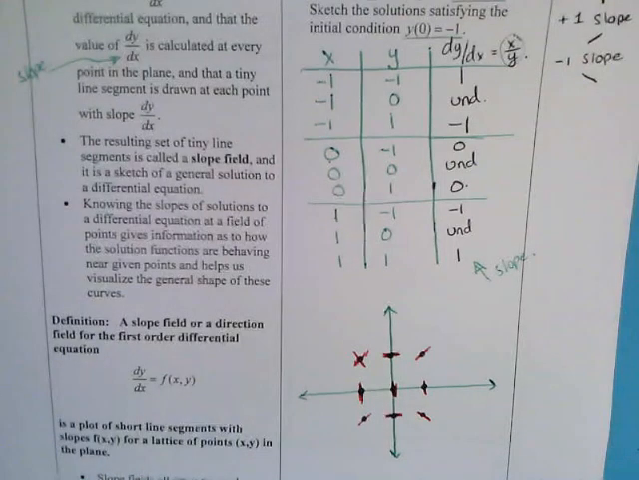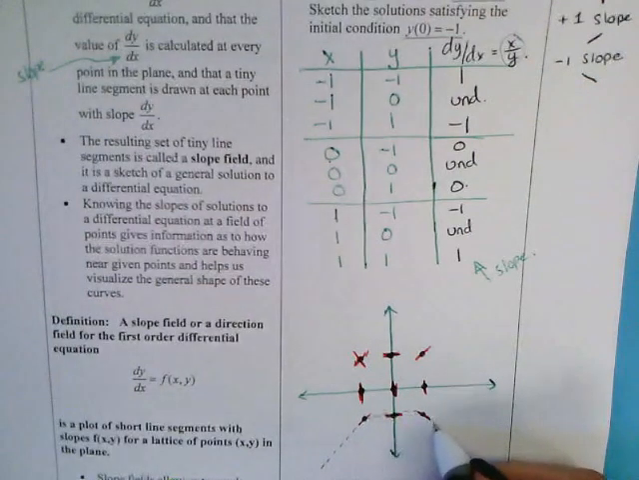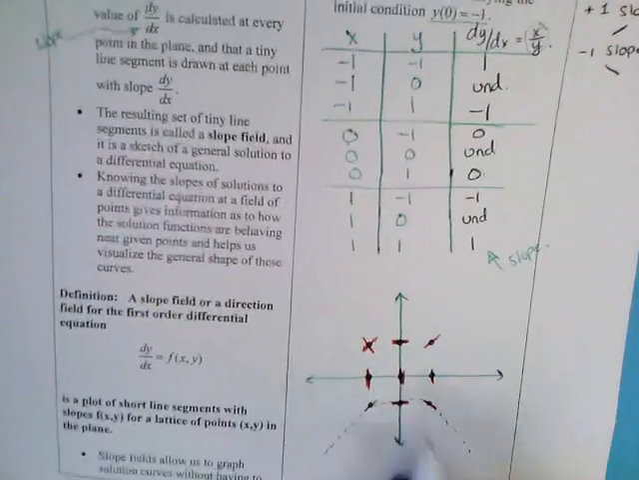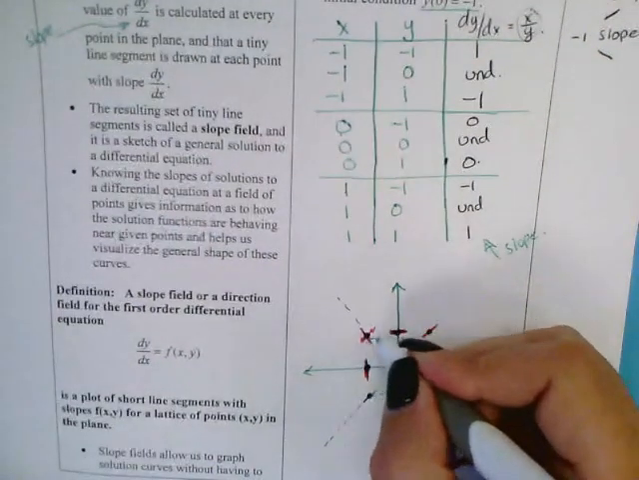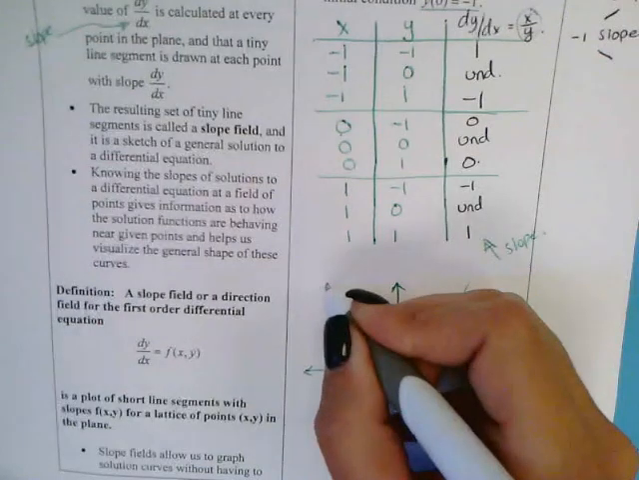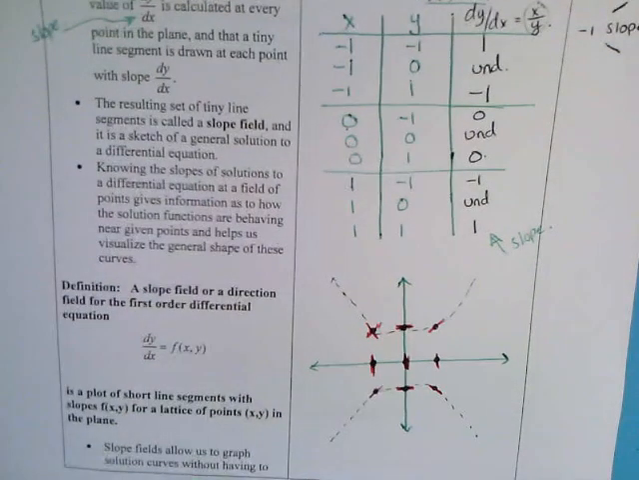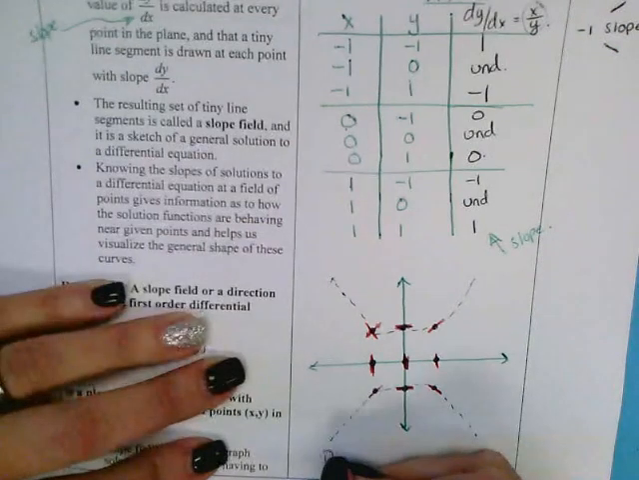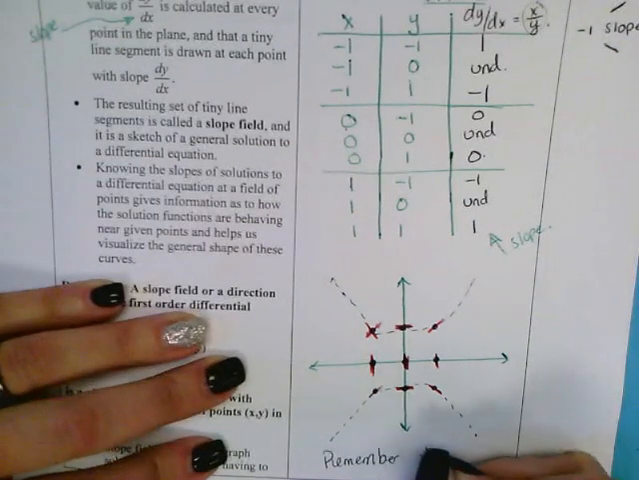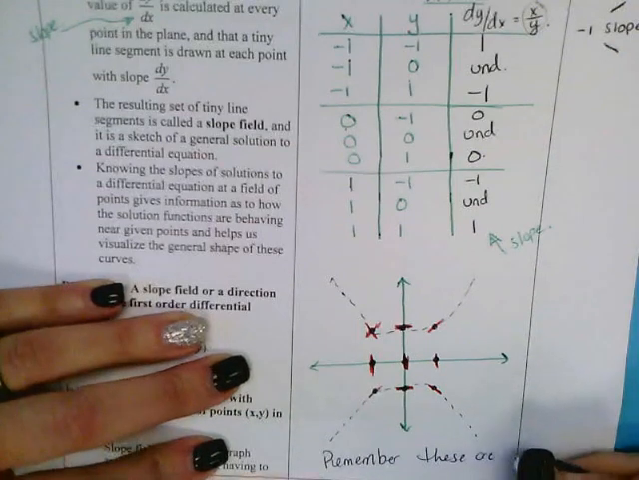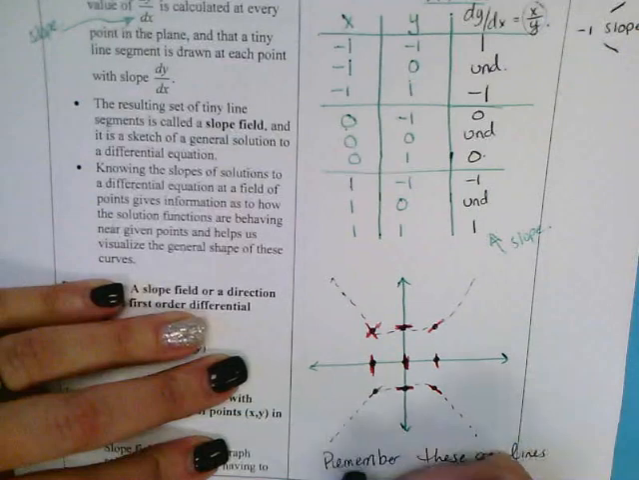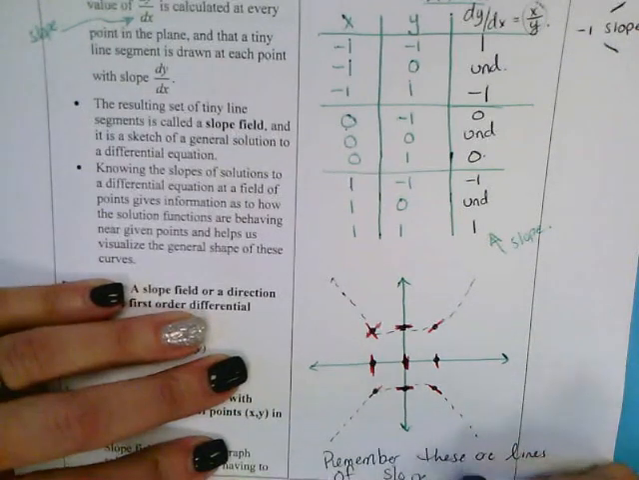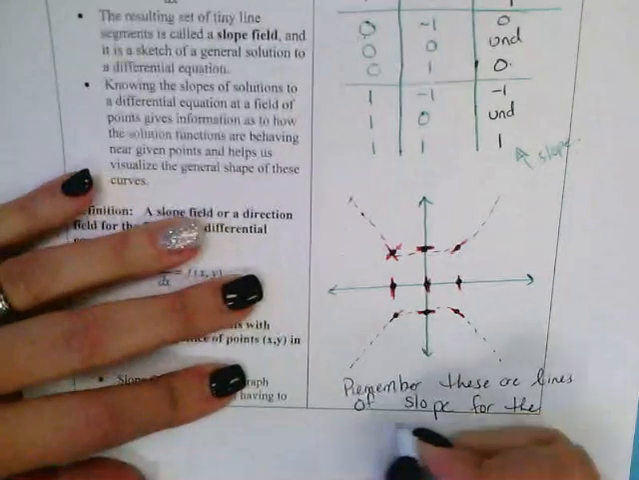So you can kind of see what this graph is telling us. This is telling us that our graph kind of looks like this. This area is all undefined. And then this area kind of does one of these. So slope fields allow us to graph a solution curve without having to integrate it. Okay, so there's my graph without actually having to integrate it. So remember, these are lines of slope for the function.